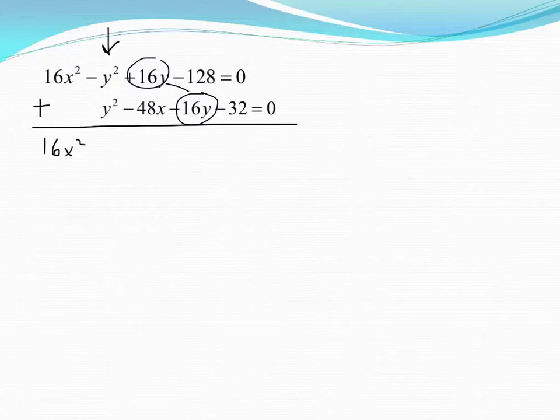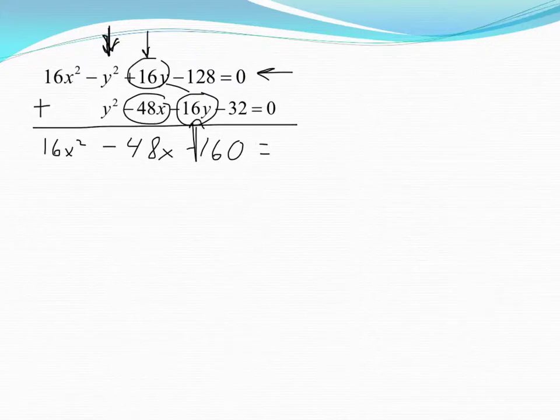There is no x term in the original equation, so 0 minus 48x. And now the constant terms. Negative 128 minus 32 is negative 160. Adding on the right-hand side, 0 plus 0 is 0. So notice we have taken 2 equations with 2 variables, and now we have 1 equation with 1 variable.